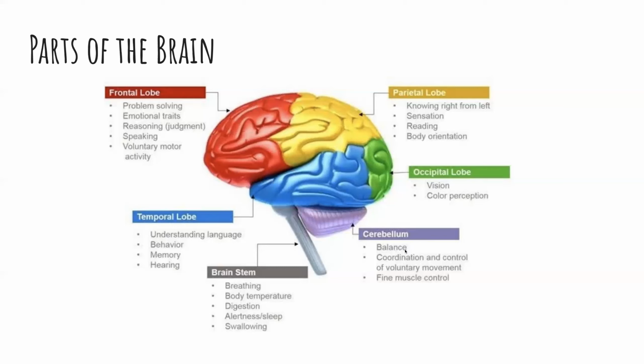Your cerebellum, sorry, I don't know why it's pronounced like that. Your cerebellum deals with your balance, your coordination, your control of voluntary movements, and your fine muscle control. So this actually deals a lot with athletics, honestly, and how coordinated you end up being. So it's really, really crucial.